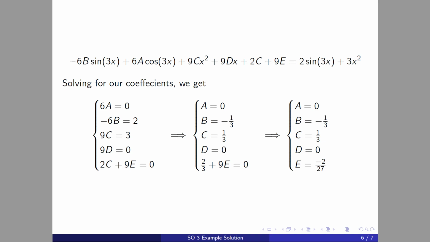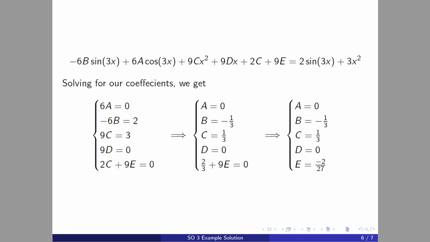We then have this arithmetic to do. We divide the a and the b equations by 6 and negative 6 respectively to get 0 and negative a third out. We divide the c and d equations by 9 to get a third and 0 out. And then we plug 1/3 in for c in the bottom equation involving c and e to get 2/3 plus 9e equals 0, and then eventually e equals negative 2 over 27.